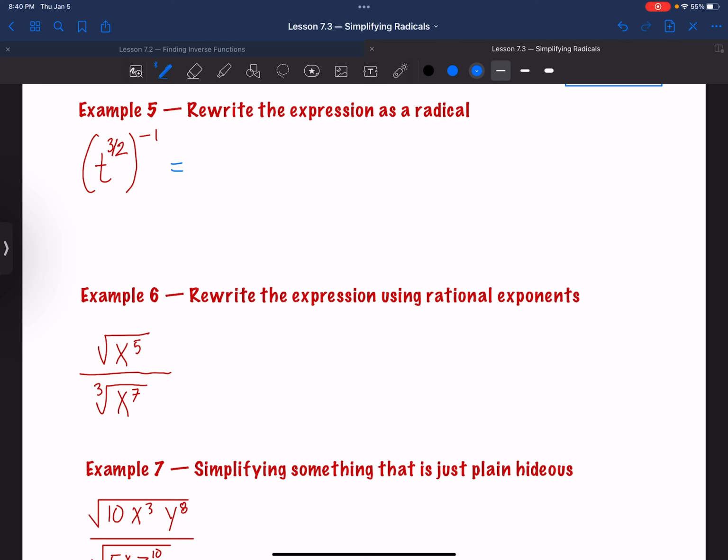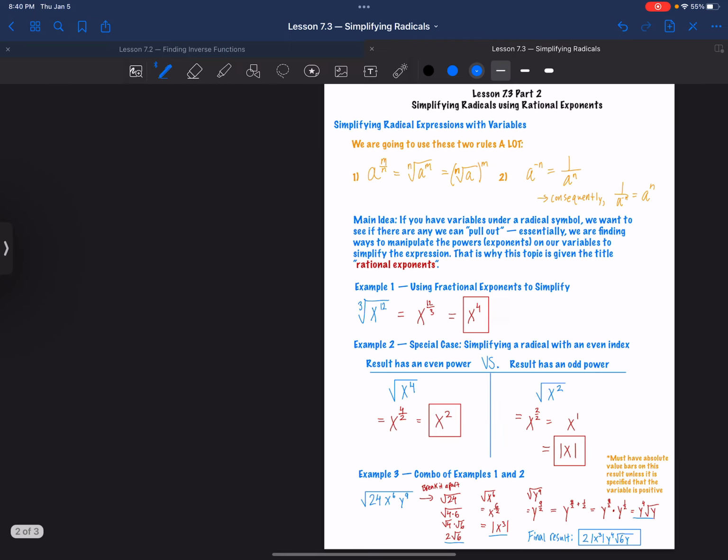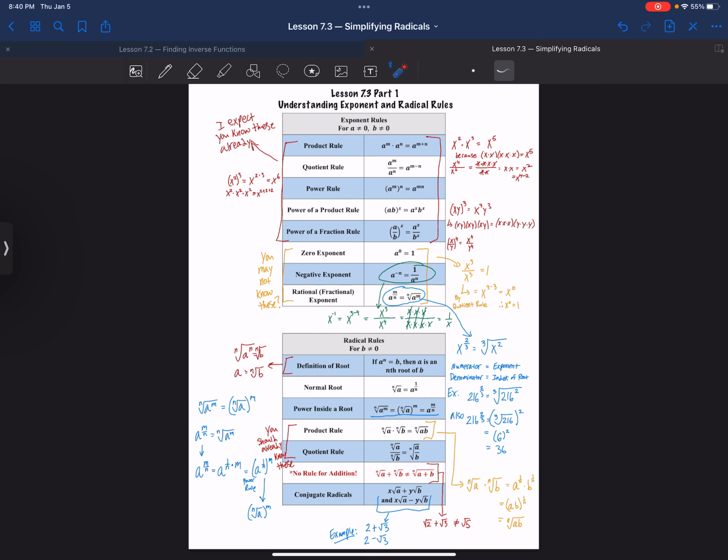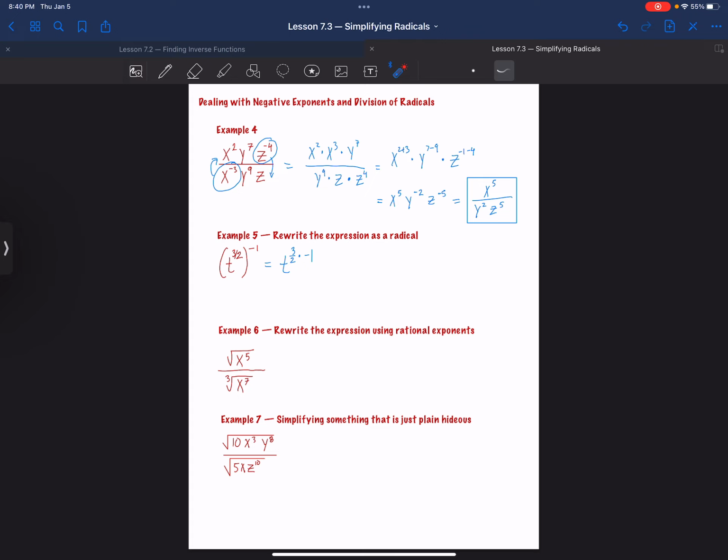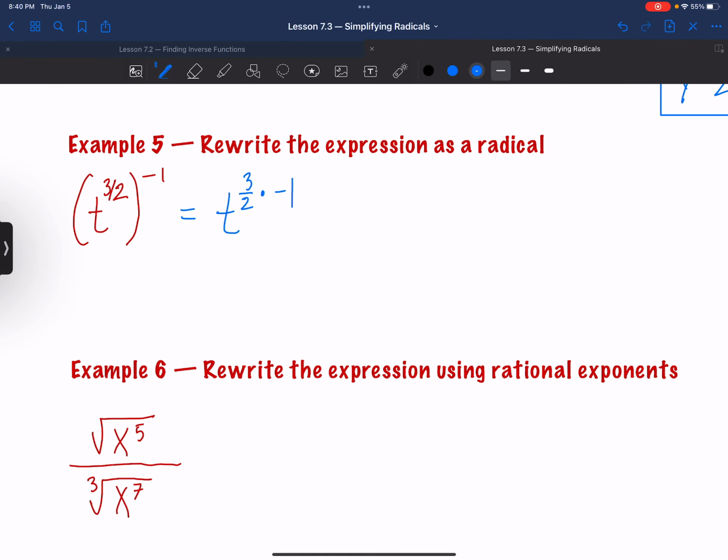I'm actually going to erase that so it looks nice and pretty, because I do like this approach. Here it is again, a little bit slower. t to the power of 3 over 2, to the power of negative 1. That's t to the power of 3 halves times negative 1. There's a rule for that, for raising a power to a power. That rule is on this first page. It is called the power rule. And I'm kind of using it in reverse. And now I'm multiplying 3 halves and negative 1, which is just negative 3 halves.